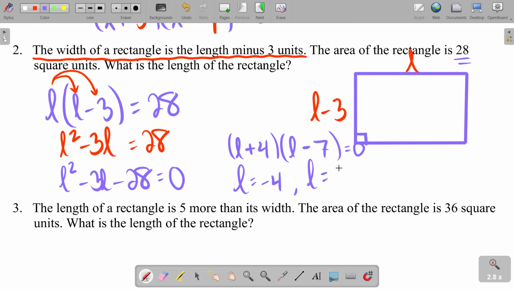Could the length of a rectangle be negative 4 inches or negative 4 feet? Therefore, we would cross this answer off. We wouldn't even consider that, and we would say, oh, I did it. I figured out that the length of the rectangle is 7 units, 7 inches, 7 meters, whatever it may be. So if this is 7 units, what's the width? 4. This has to be 4 units, right?